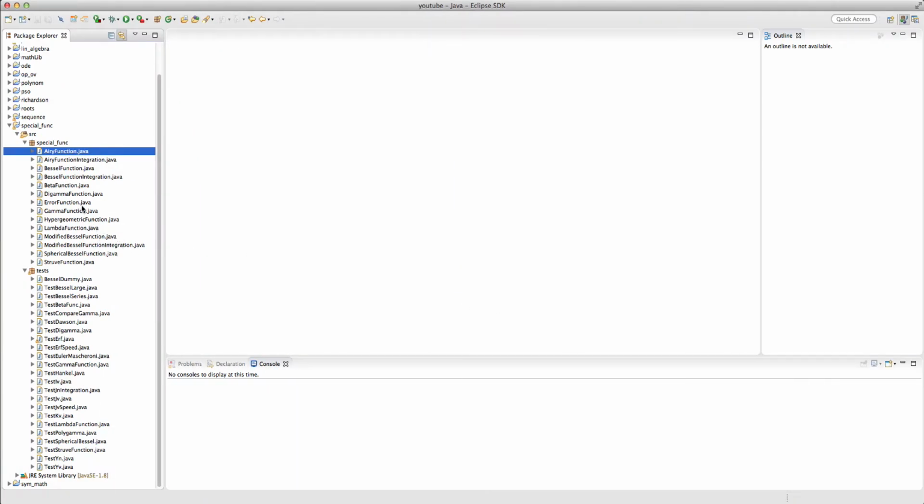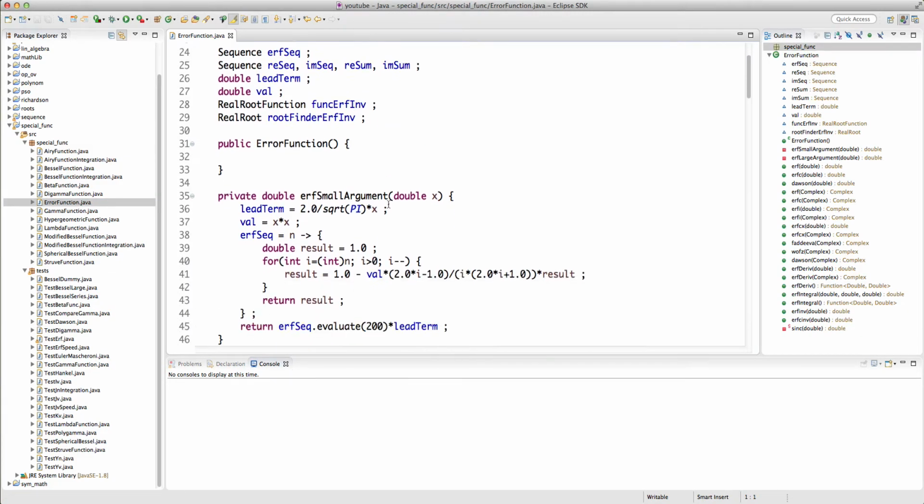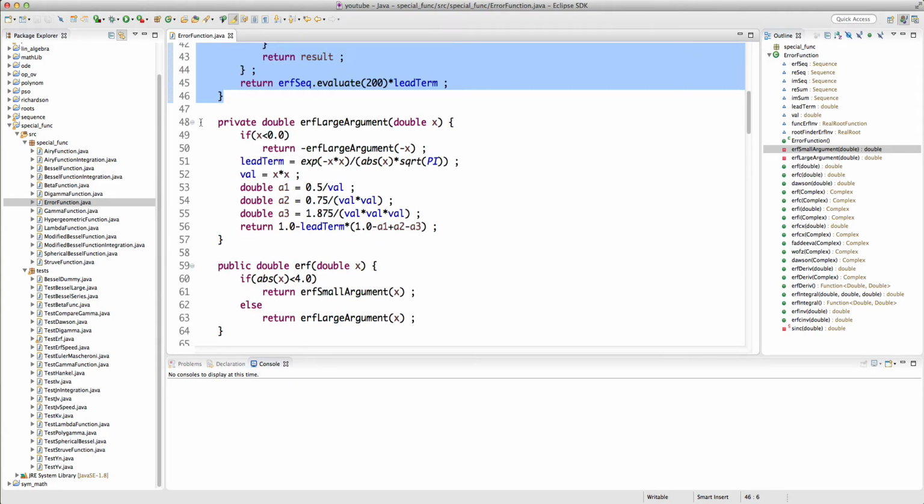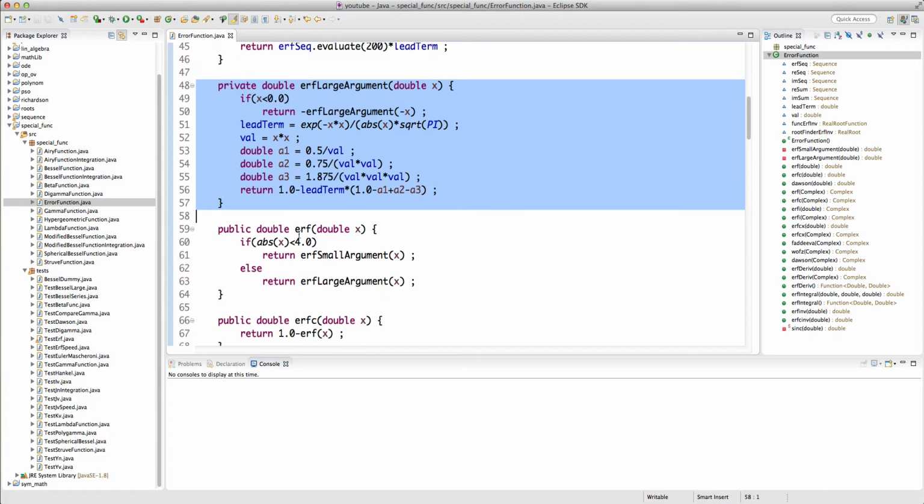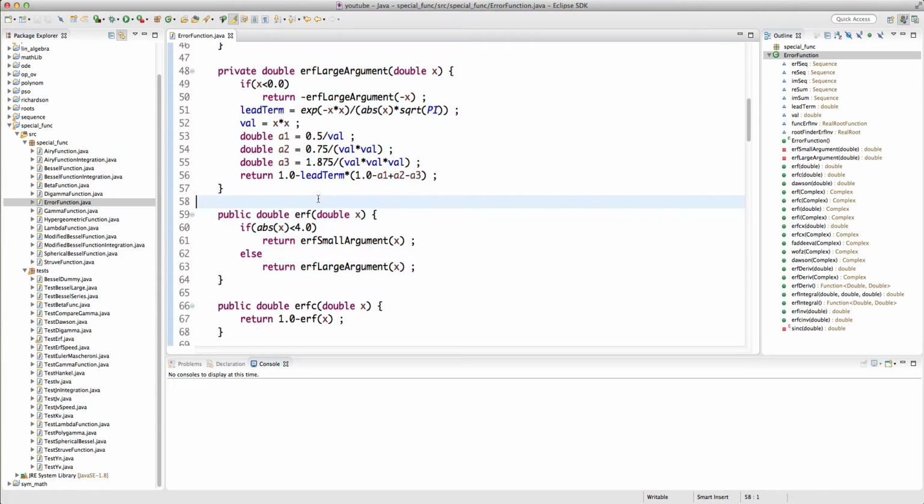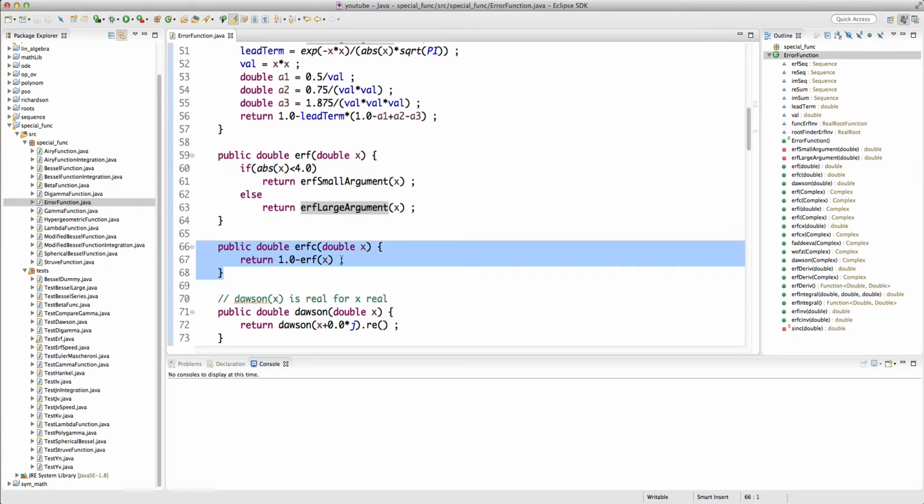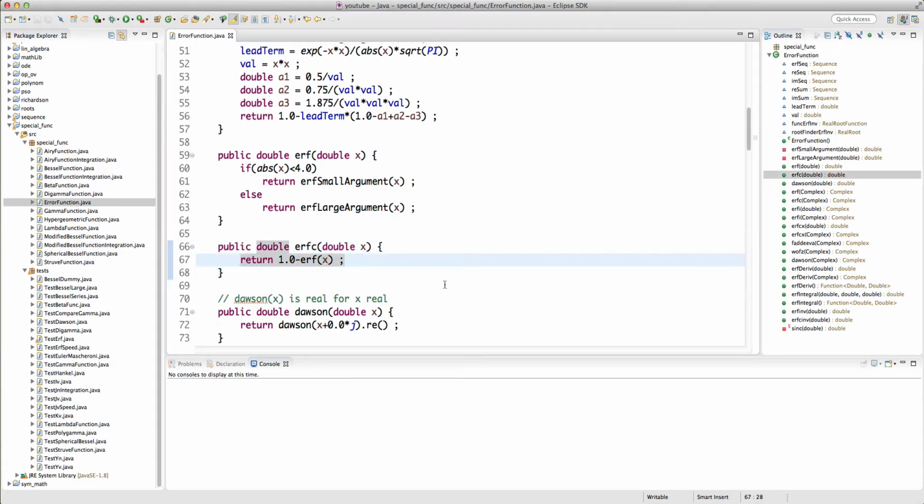So I have this error function class that I wrote. For a small argument, we use this sequence and evaluate at 200. For a large argument, I use the asymptotic behavior. For the error function, I check if it's less than 4, then invoke the small argument. I check if it's larger than 4, then I invoke the large argument. And then I have this complementary error function, which is just 1 minus error function, so that's very easy to implement.